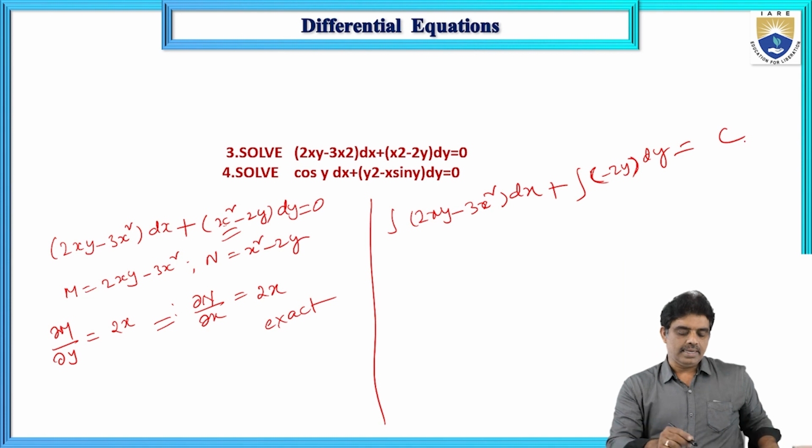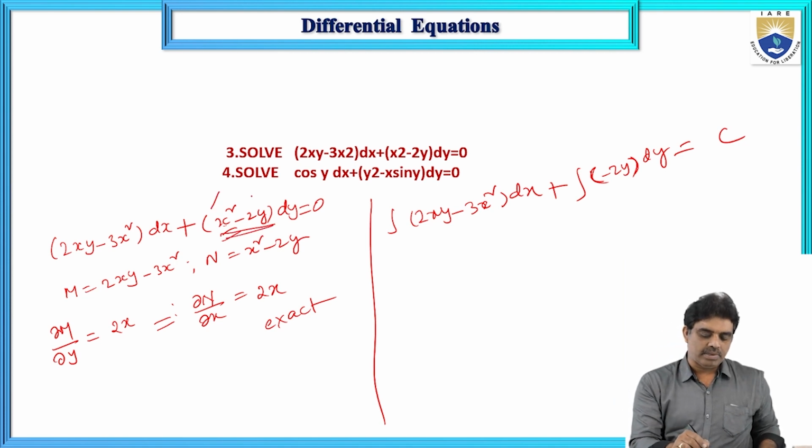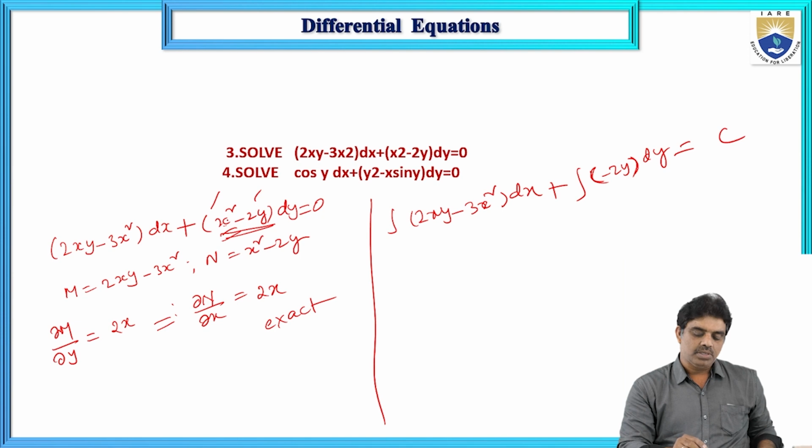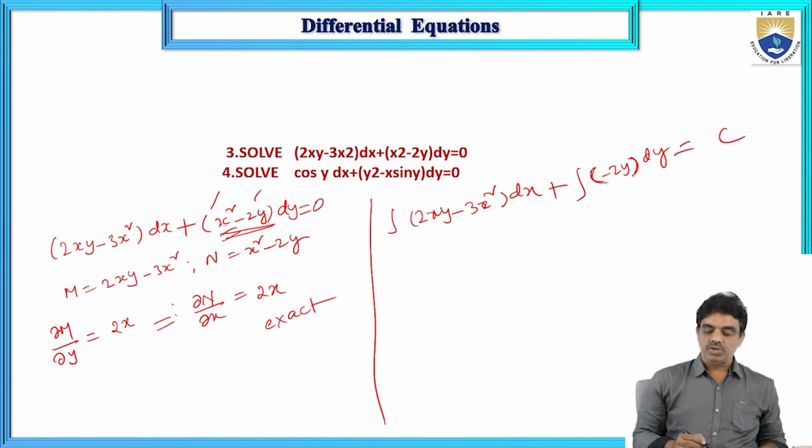Clearly, in the term N there is one x term and one y term, pure x and pure y terms. So on omitting the x term, the terms of N not containing x, we have to omit the x term. So the only term is the y term, minus 2y into dy, is equal to c.